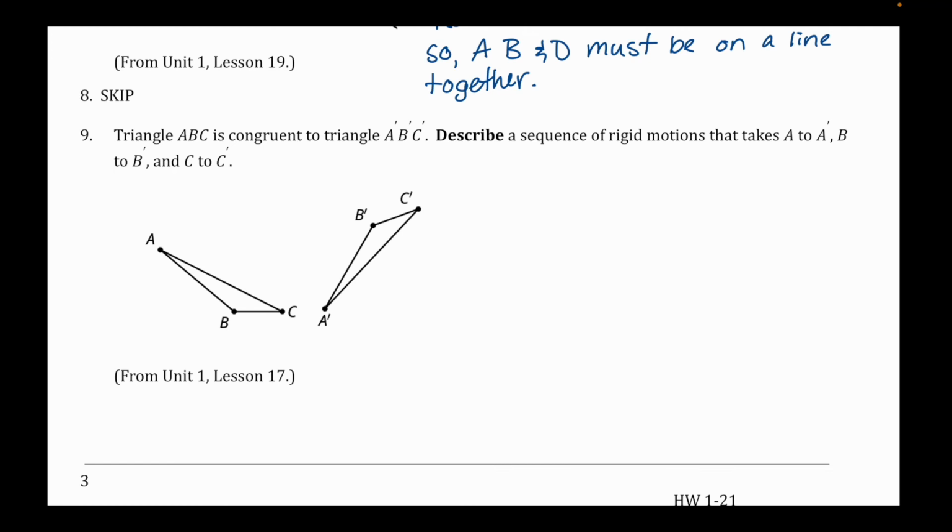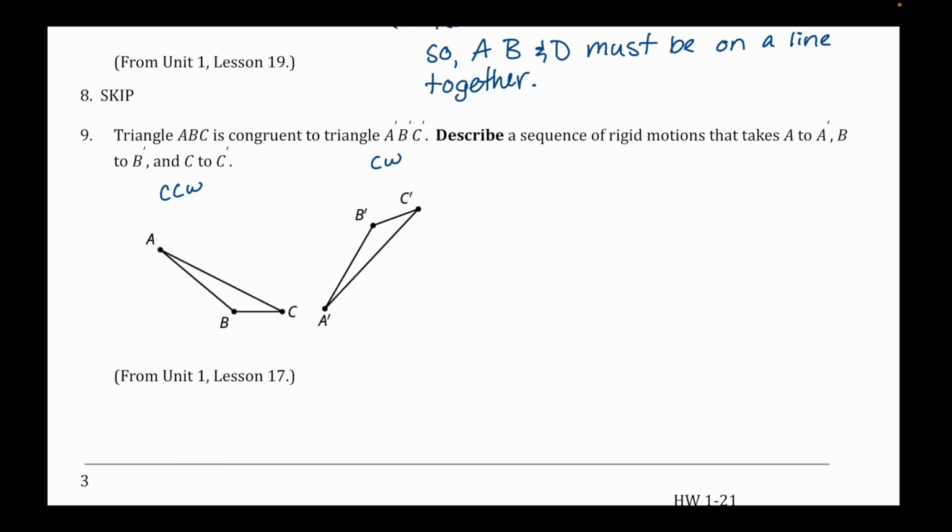The first thing I like to do, though, is check direction. So A, B, C, it looks like this one is going counterclockwise. But if I look at A prime, B prime, C prime, this one is going clockwise. So that means I am going to need to incorporate a reflection here. I am going to start with a translation and then we'll do a reflection.